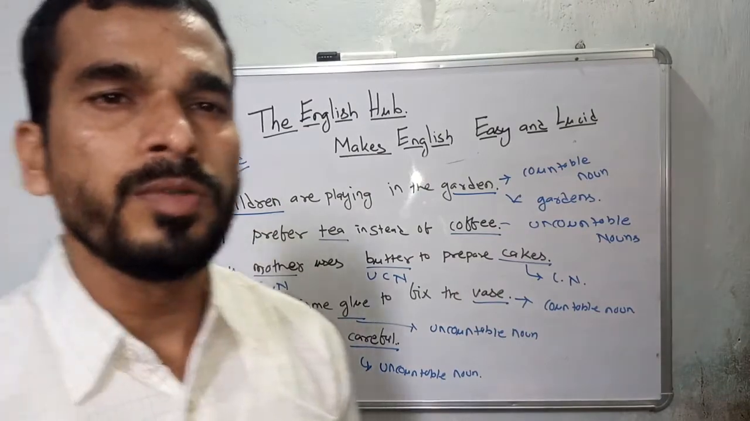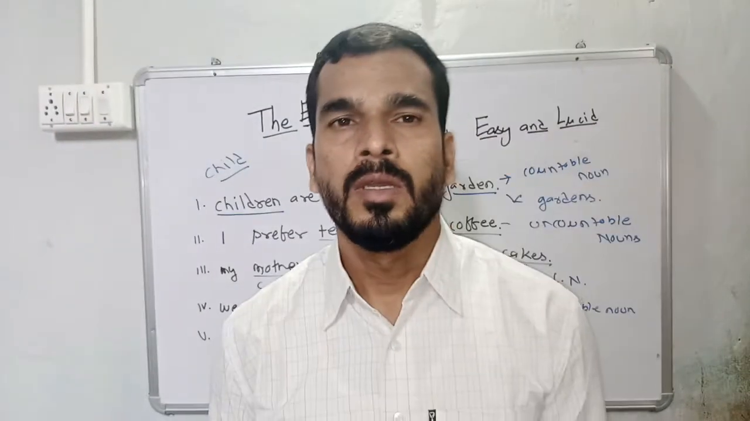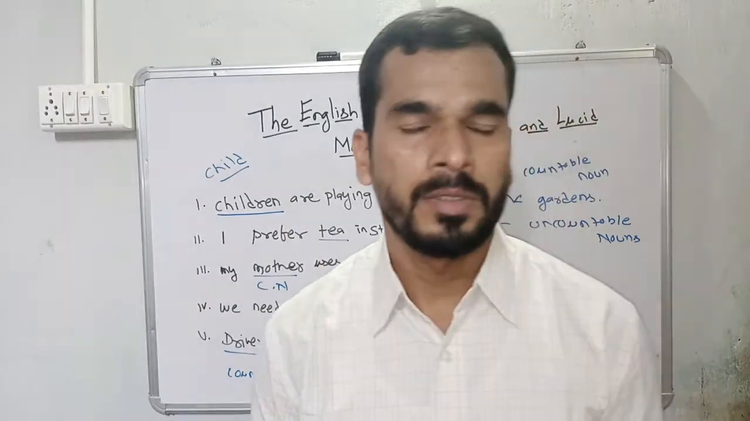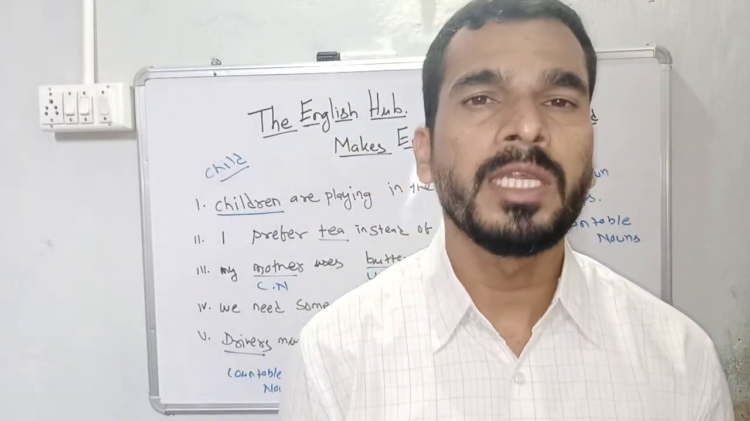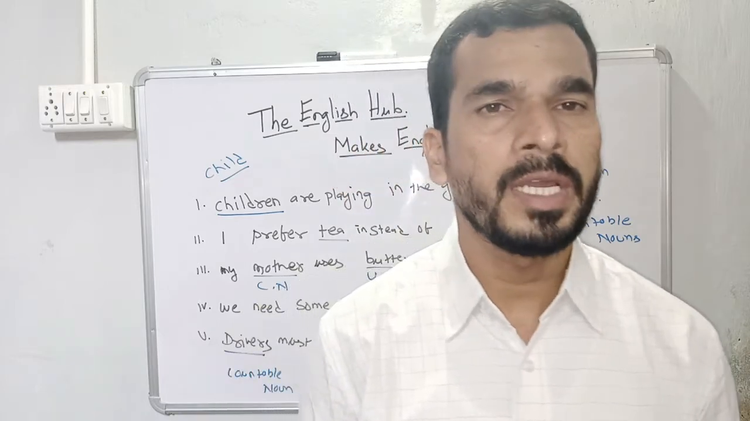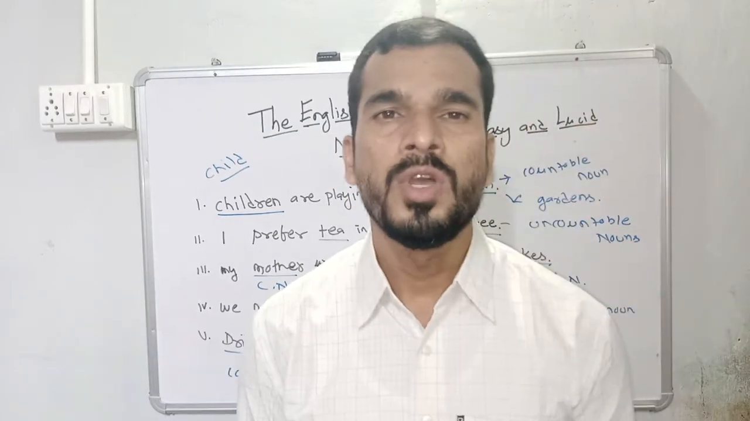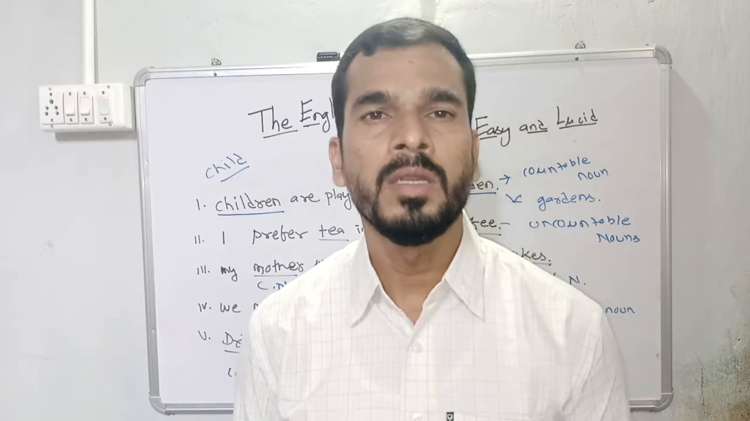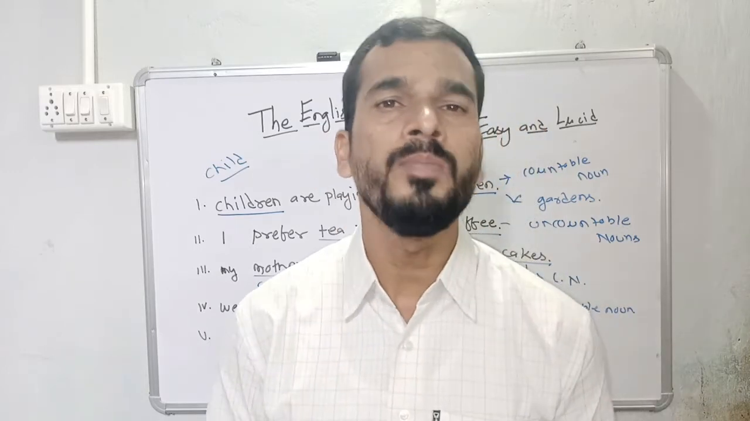Here I just want to tell you that most of the abstract nouns, they are uncountables. Most of the collective nouns, they are uncountables. Most of the material nouns, they are uncountables. Only common nouns can be countable, or can be singular and plural.